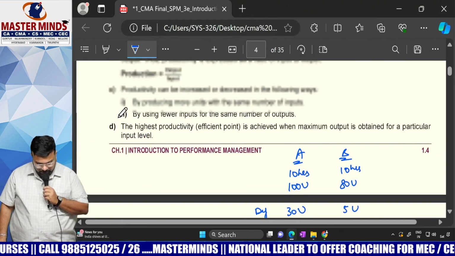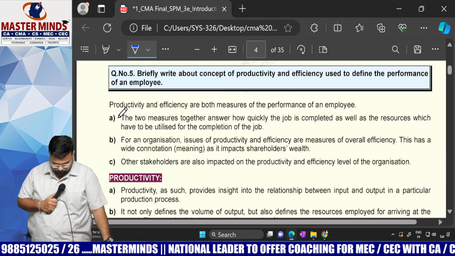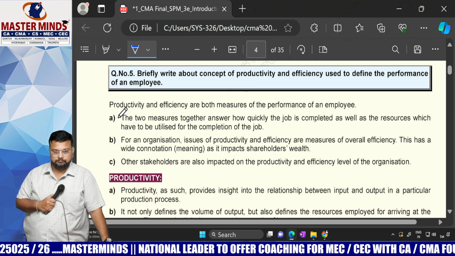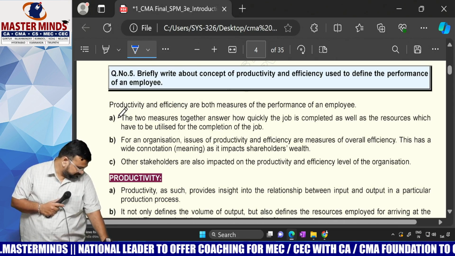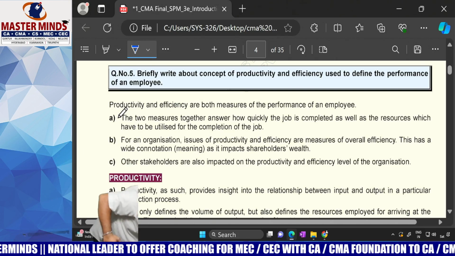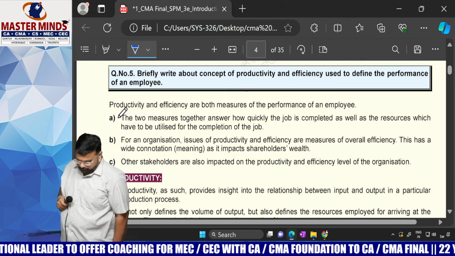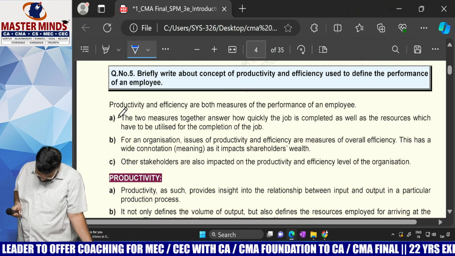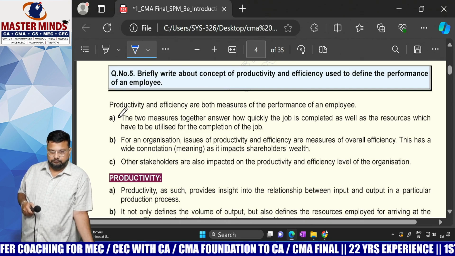Question number 5. Briefly write about the concept of productivity and efficiency used to define the performance of an employee. Productivity and efficiency are both measures of the performance of an employee. The two measures together answer how quickly the job is completed as well as the resources which have to be utilized for the completion of the job.